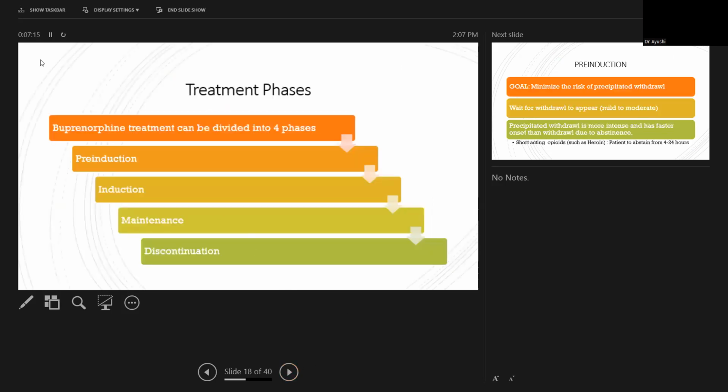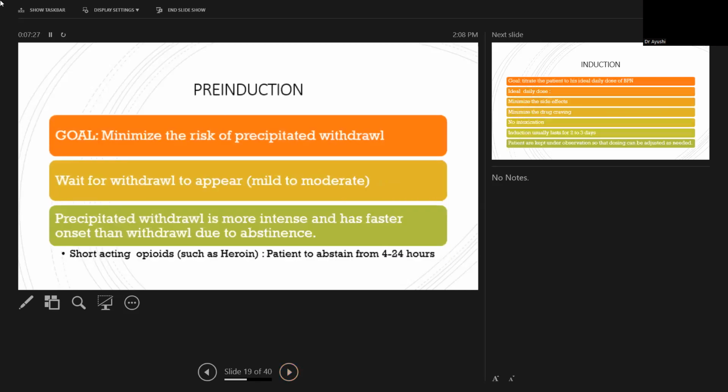Now, the treatment phases: buprenorphine treatment can be divided into 4 phases: pre-induction, induction, maintenance, and discontinuation. In pre-induction, the goal is to minimize the risk of precipitated withdrawal. So we wait for withdrawal to appear, mild to moderate, because precipitated withdrawal is more intense and has faster onset than withdrawal due to abstinence. So with short-acting opioids such as heroin, we wait for abstinence from 4 to 24 hours.